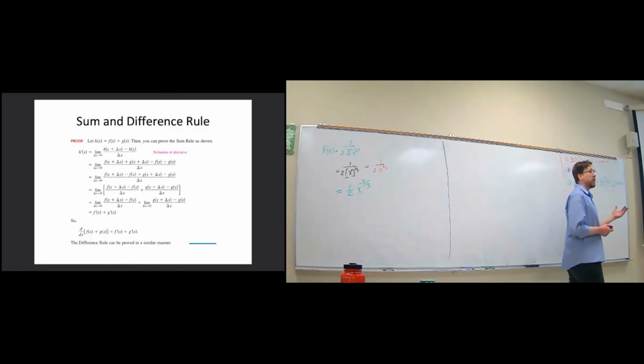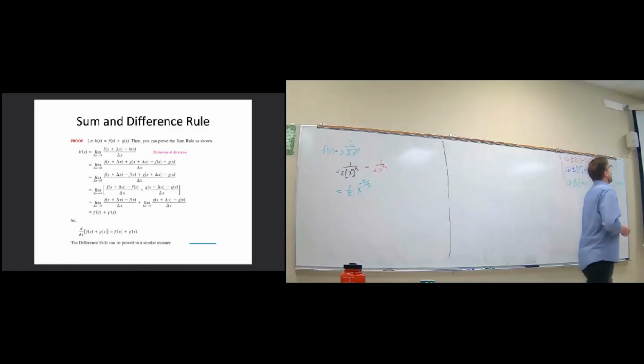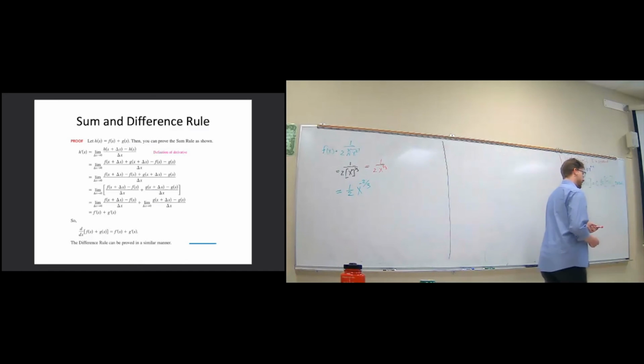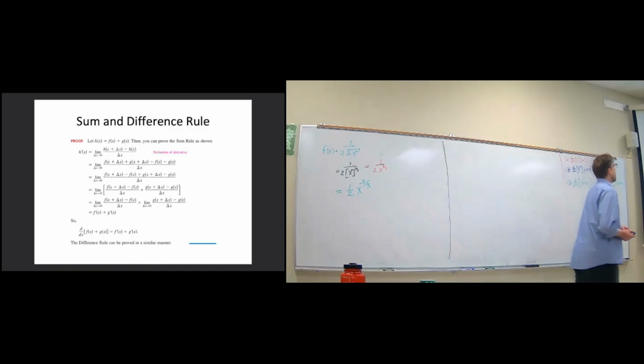Then the derivative of h, well, that's h of x plus delta x minus h of x divided by delta x, take the limit as delta x goes to 0. We can rewrite this as f of x plus delta x plus g of x plus delta x minus f of x minus g of x divided by delta x. Well, we can rearrange the terms up here. We can group the f's together and we can group the g's together. That's what they've done here.